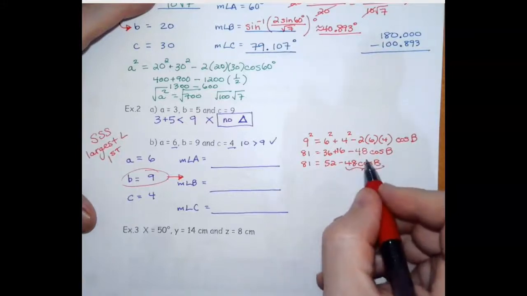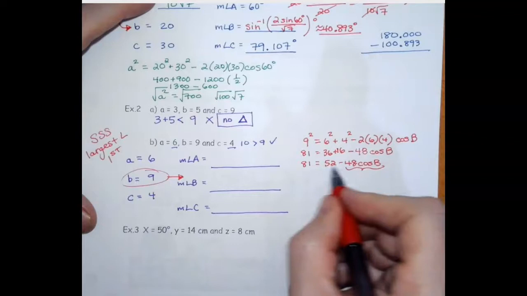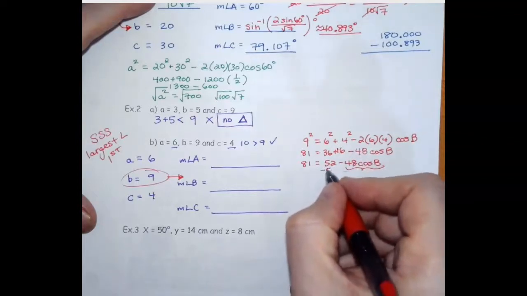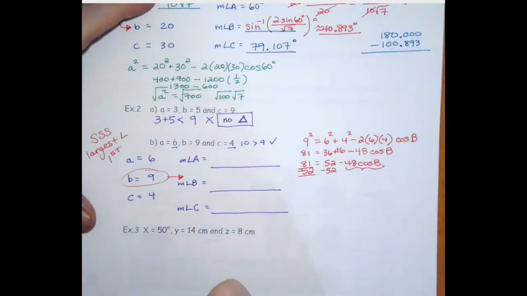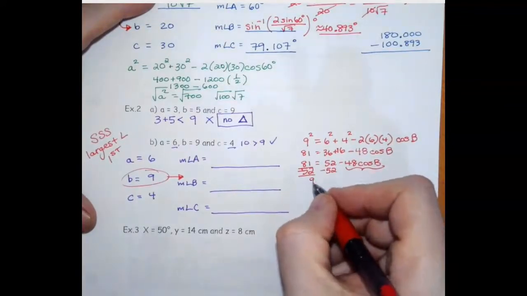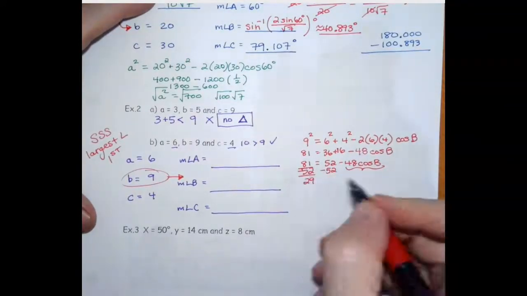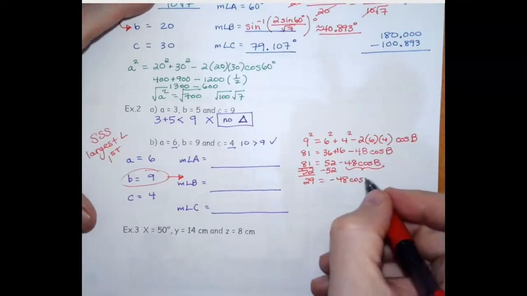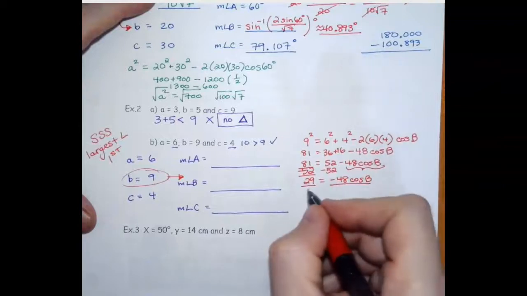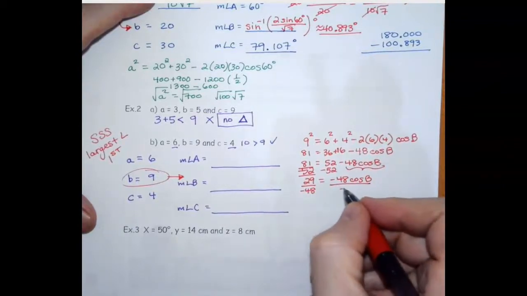So these are together, so we can't do this. Don't subtract those numbers. So we're going to subtract 52 from both sides. So that's going to be 29. So 29 equals negative 48 cosine B. So we're going to divide both sides by negative 48.